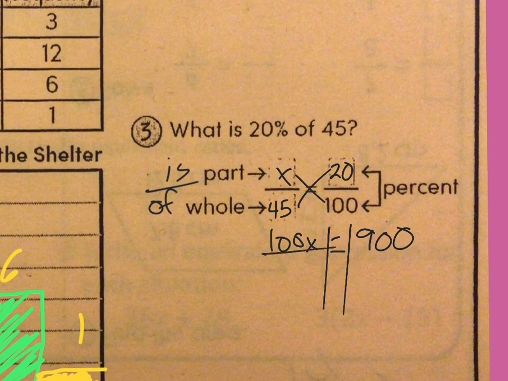Now, we want to solve this. So we're going to divide by 100 over here, because what's the inverse operation of multiply? Divide. So if it's 100 times x, we're going to divide by 100. That gets rid of it and leaves us x. And what we do on one side of the equation, we do on the other. And that gives us 9. So 9 of 45 is 20%.